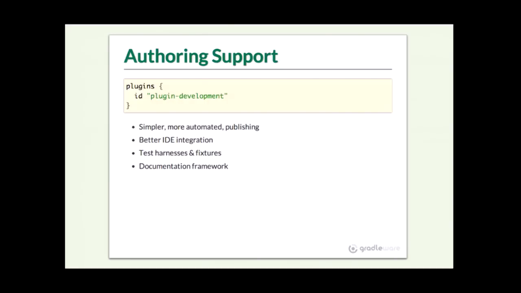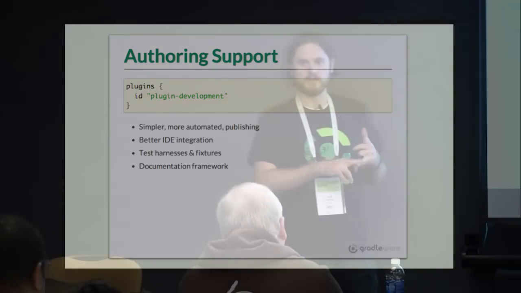So authoring support, in parallel, we've started on a plugin development plugin. And the first point here will be simplifying the publishing, making it easier to get up into BinTray and get into the plugin portal. We've started on this. It'll be a stream that we'll just chip away at as we go. So more automated publishing, better IDE integration, which really means better authoring support. So when you set up a Gradle plugin project in Eclipse or IntelliJ, you'll have the Gradle source code, all those kinds of things ready to go there.